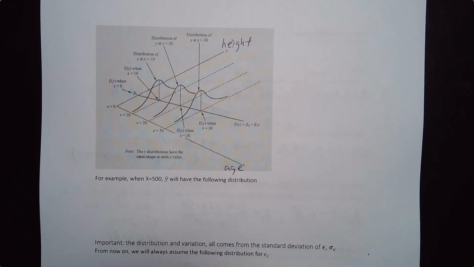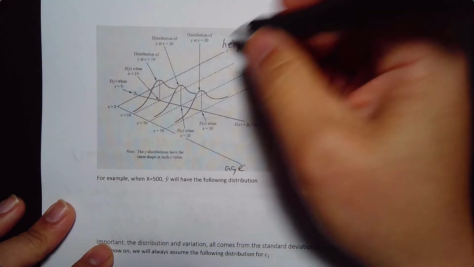Explain the deviation in height. Right? Why doesn't everybody have the same height? That seems like a trivial or even ridiculous question, but that really is what regression analysis is trying to do. It's trying to explain why doesn't everybody have the same height.